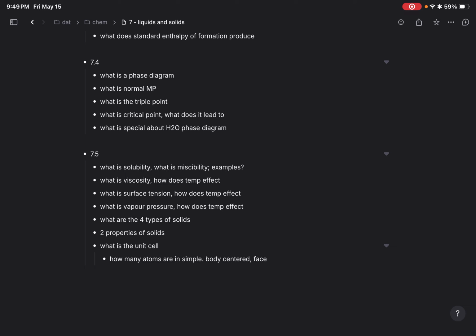What are the 4 types of solid? We got network covalent, we got ionic, metallic, and molecular solids. Two properties of solids, amorphous and crystalline. It starts with A.